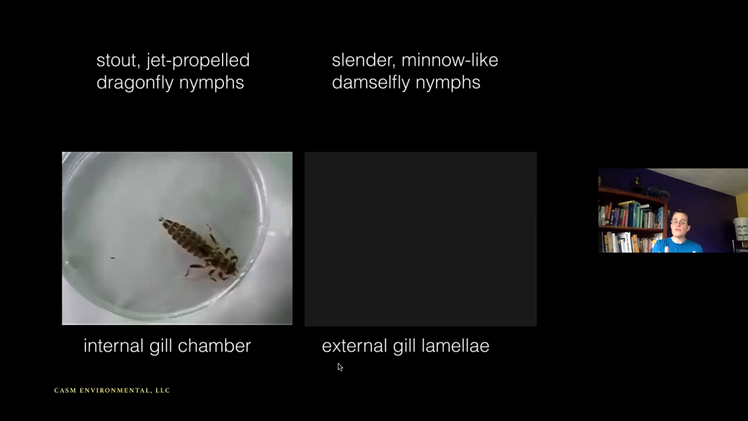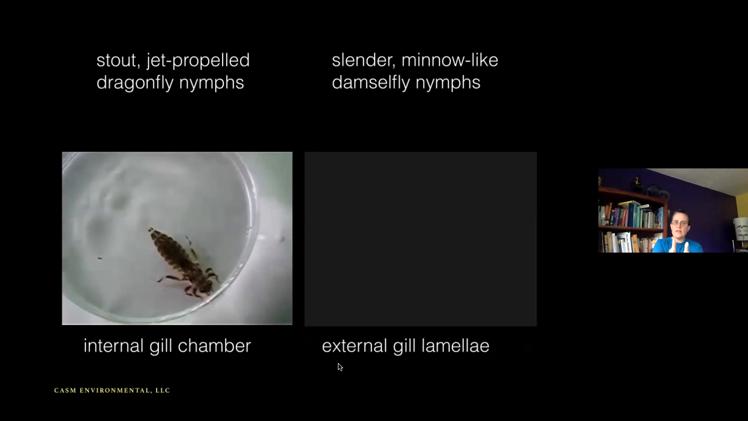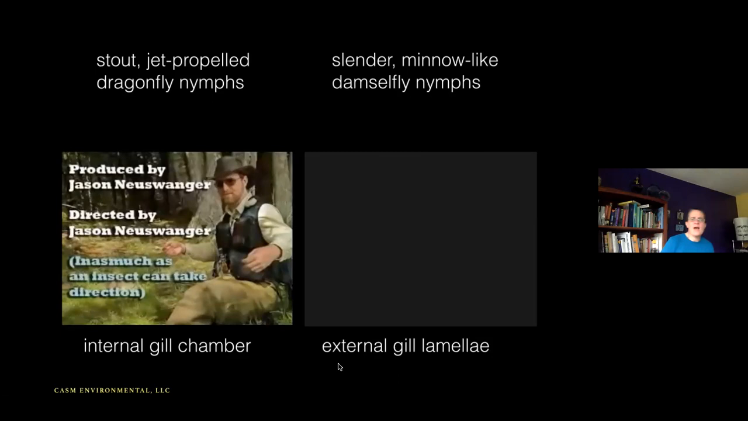Oxygen can diffuse into all those fine little air holes, those air tunnels in the gills, and then it can go into their body. Insects have a very disseminated breathing system. They don't have central lungs the way that we do, the way that mammals do. So in both cases though, whether it's a dragon or a damselfly, those gills kind of double as not just a way to get oxygen out of the water, but a way to be able to swim or to move around in a very efficient way.